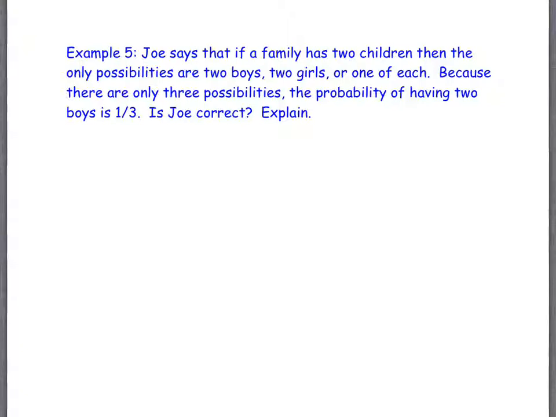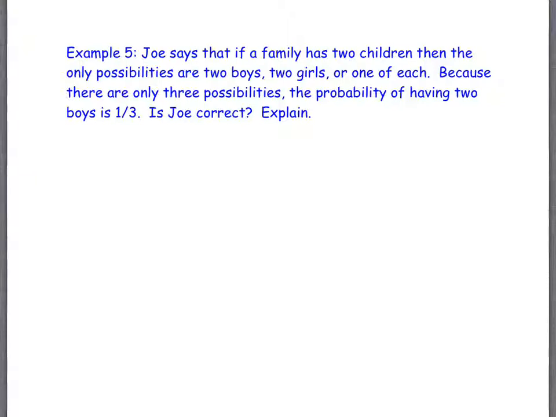So Joe says that if a family has 2 children, then the only possibilities are 2 boys, 2 girls, or 1 of each. So far, is he right? Yeah, he's right. I mean, if you've only got 2 children, it's one of those 3 things. Because there are only 3 possibilities, he believes that the probability of having 2 boys is 1/3. The question is, is Joe correct?